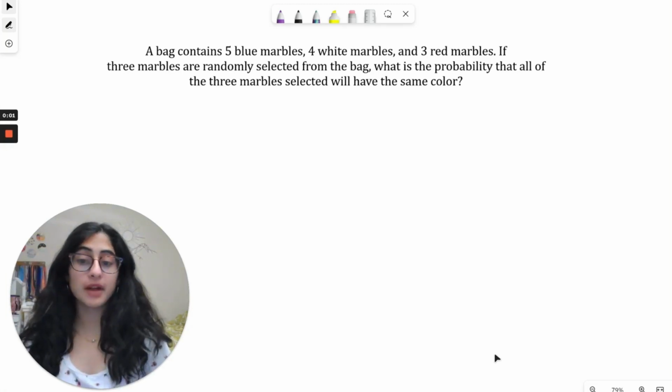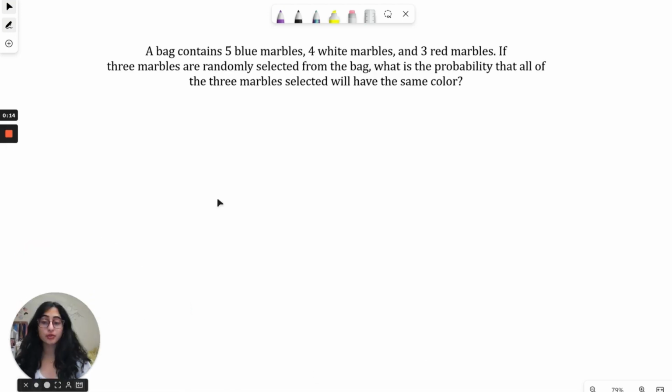Alright, so this question says a bag contains 5 blue marbles, 4 white marbles, and 3 red marbles. If 3 marbles are randomly selected from the bag, what is the probability that all the 3 marbles selected will have the same color? Alright, okay, so there's 3 ways to do this, right? Because there are 3 different colors.